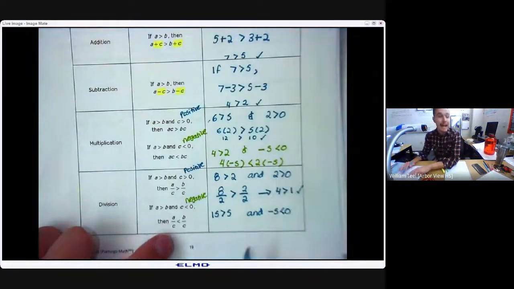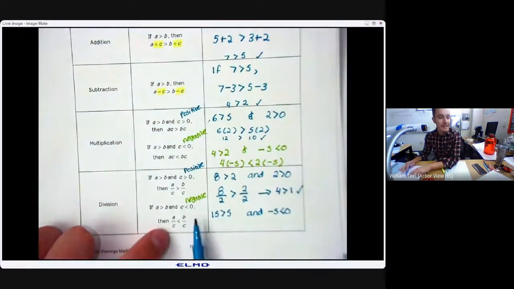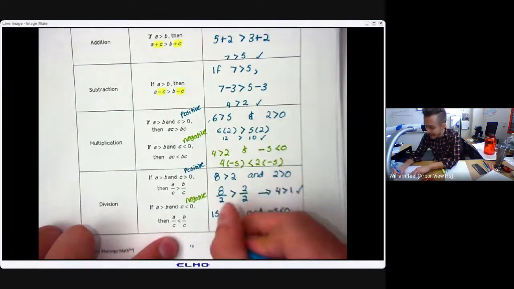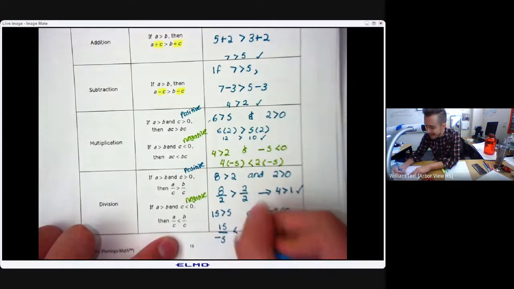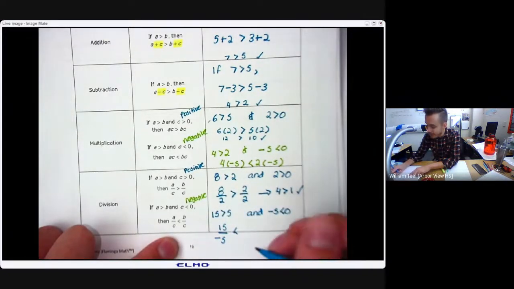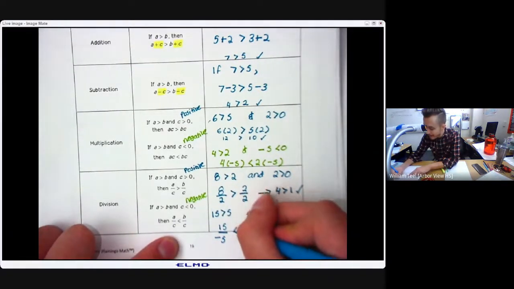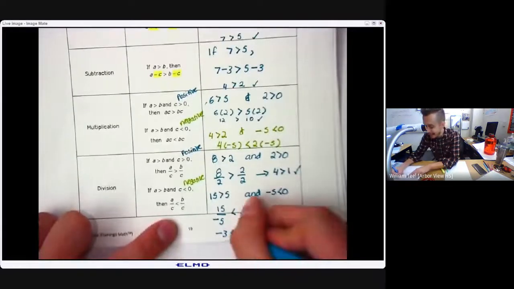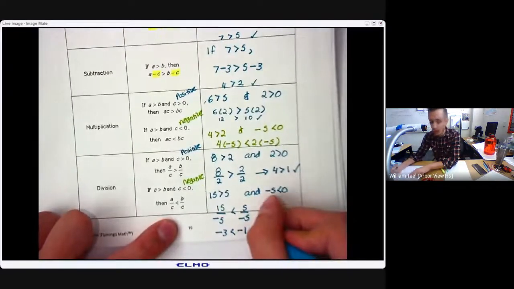And so now A divided by C has to be less than B divided by C. So we're going to say 15 divided by -5 is less than B divided by C, which is going to be 5 divided by -5. Well, we know that 15 divided by -5, that's -3. -3 is in fact less than -1. So this property does hold true.